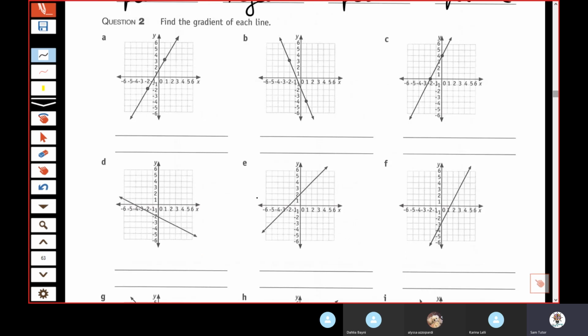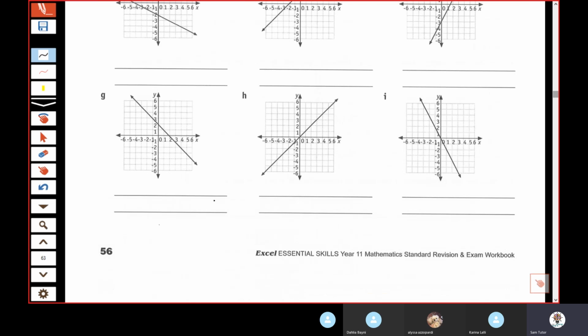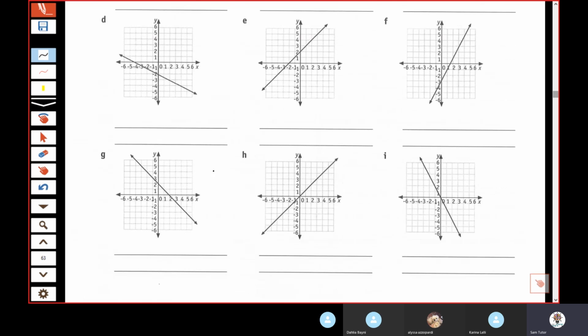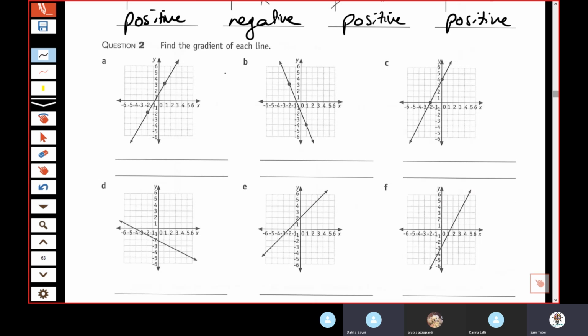Find the gradient of each line. Okay, fine. So there are two ways to find the gradient. I probably will go through the one that is allowed in standard mathematics, which is just simple rise over run. But I do want to teach you the more advanced one. Some of you might have done it in your Year 10 5.3 stage at a later stage. But at the moment, we'll just do the basic rise over run.